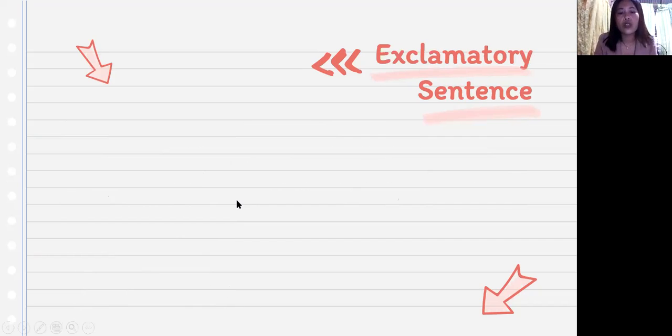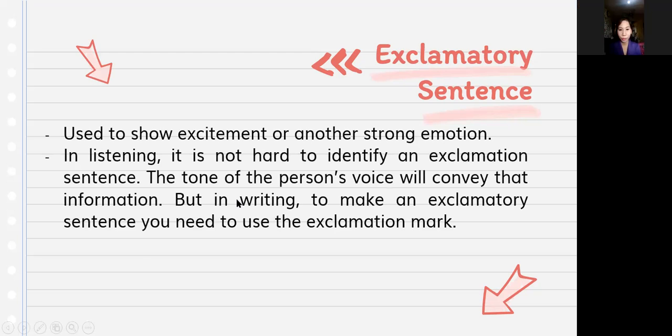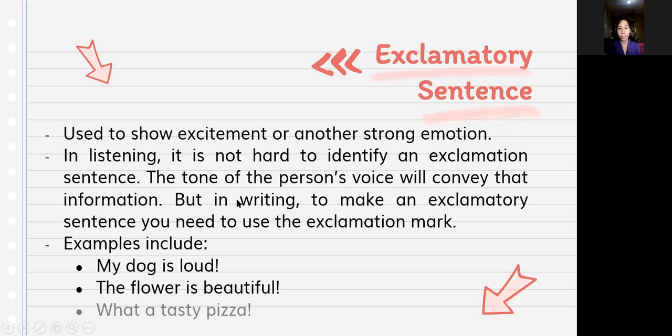Miss Canto, can you read exclamatory sentence on the screen? Yes, Miss. Exclamatory sentence is used to show excitement or another strong emotion. In listening, it is not hard to identify an exclamation, but in writing, to make an exclamatory sentence, you need to use the exclamation mark. Thank you so much, Miss Canto.